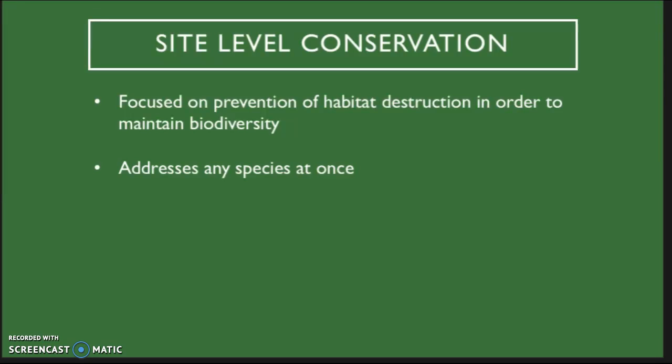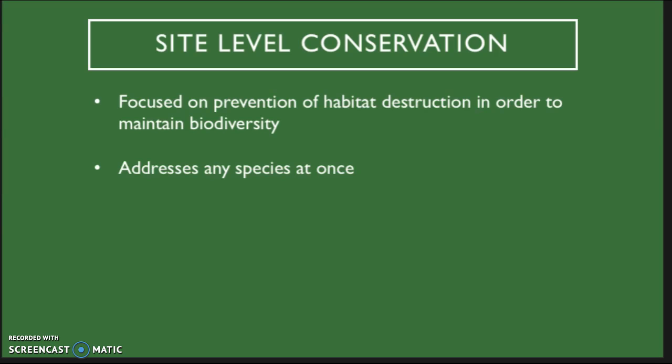So on a larger scale, there's site-level conservation. And this is conservation that focuses on prevention of habitat destruction in order to maintain biodiversity. Because habitat destruction is a large cause of a loss of biodiversity, focusing on habitat destruction of one site can be really effective at preventing a loss of biodiversity.